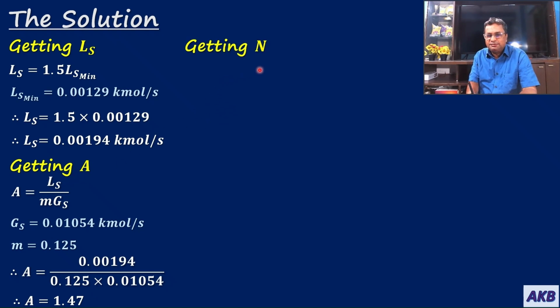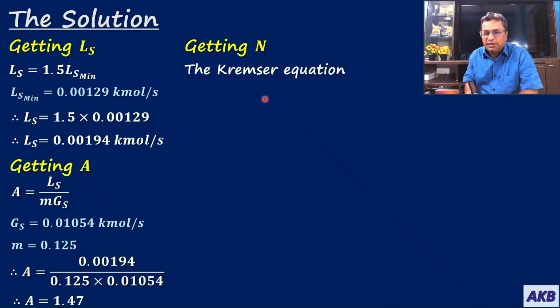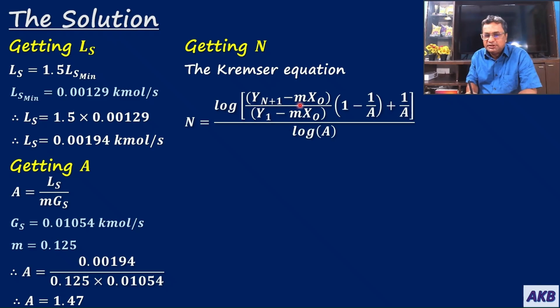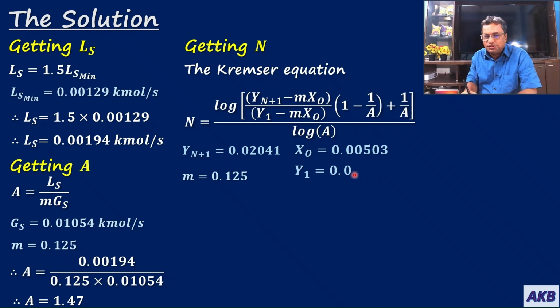Now let us finally get the number of ideal stages by using the Kremser equation. The Kremser equation that we have to use is N equal to log of yn plus 1 minus m into x0 divided by y1 minus m into x0, into 1 minus 1 upon A, plus 1 upon A, divided by log of A. So yn plus 1 is 0.02041, m is 0.125, x0 is 0.00503, y1 is 0.00102. These are known to us. And we just calculated A, that is 1.47.